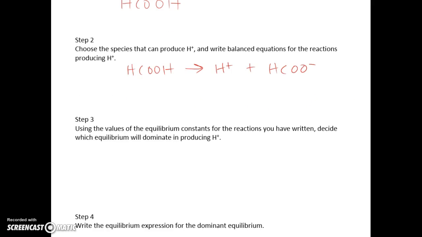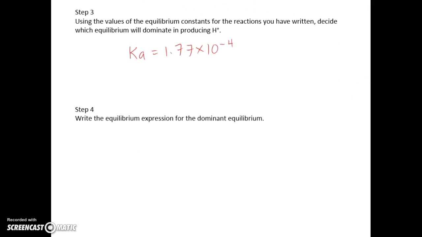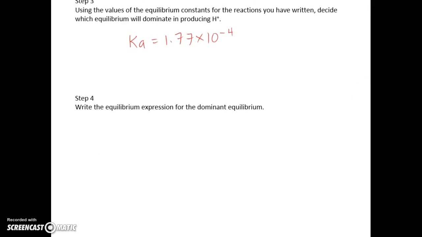Step 3 says, using the values of the equilibrium constants for the reactions you have written, decide which equilibrium will dominate in producing H+. Well, there's not much decision to make here because there is only one thing. And so we have our Ka, which is 1.77 times 10 to the minus fourth. Step 4 has us write the Ka. And this is going to be important for every problem we do. We're going to want to write our balanced equation, and then we're going to want to write our K.